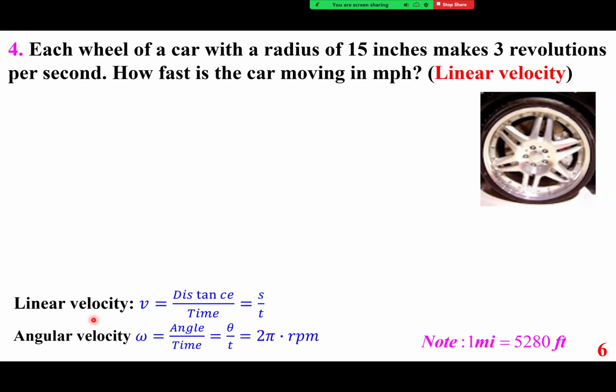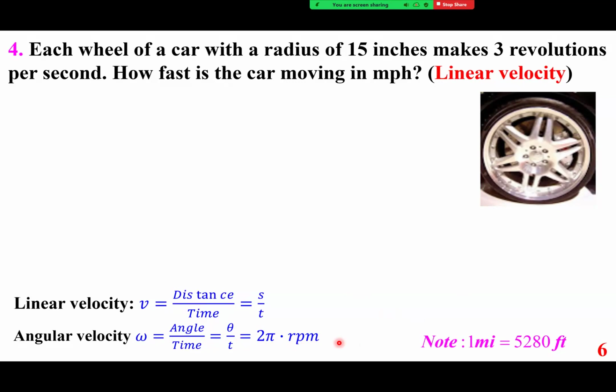So linear velocity is defined as distance over time, which is s over t. When we go in a circular pattern, s over t. Omega is the total angle over total time, theta over t, or 2 pi times rpm or rps, depending on the units of time. It could even be revolutions per day. Whatever the units of time are. A complete revolution is 2 pi, 2 pi times whatever that number is.